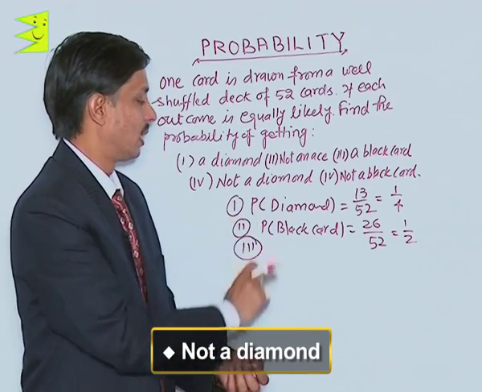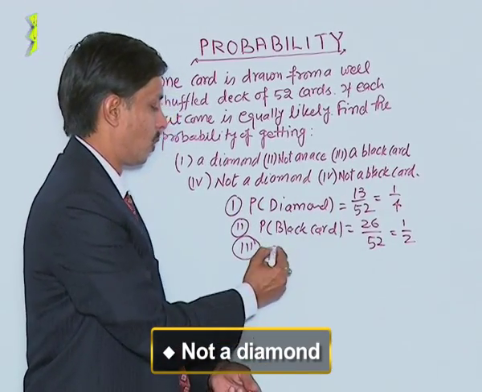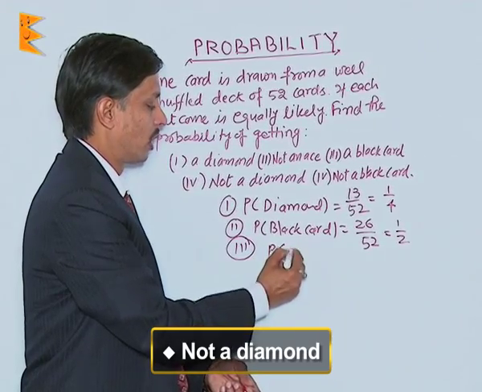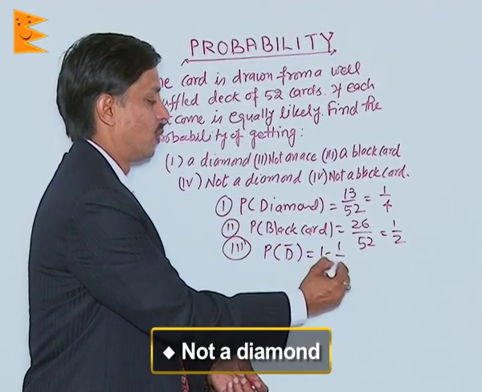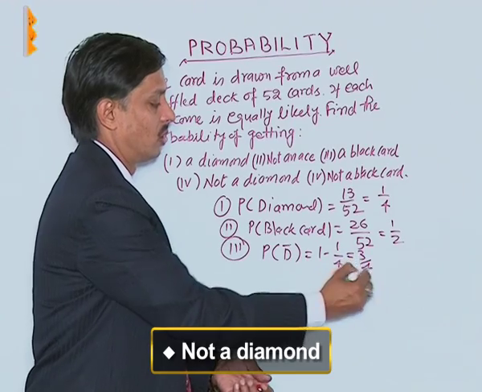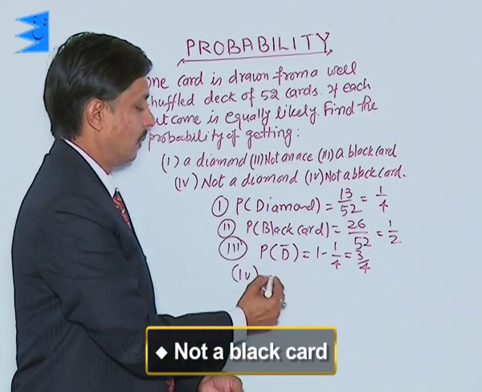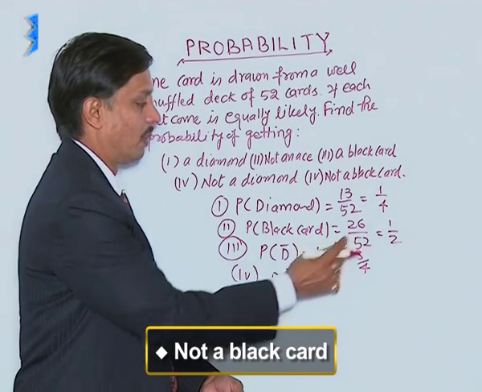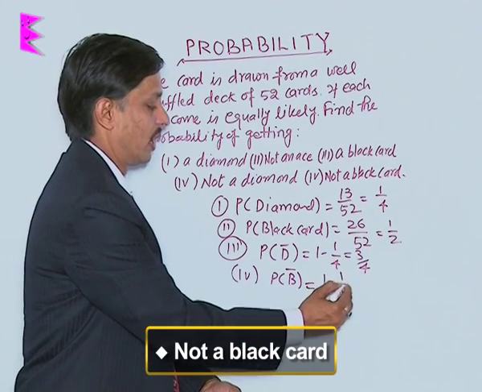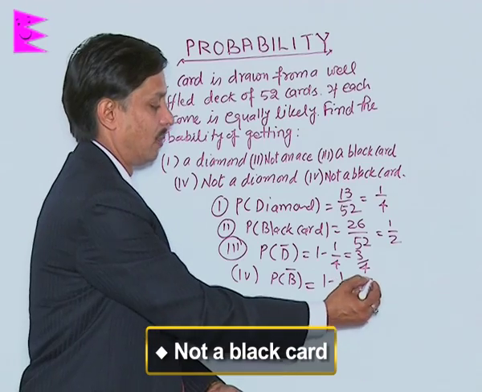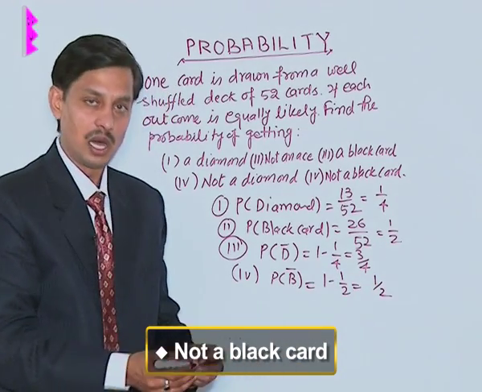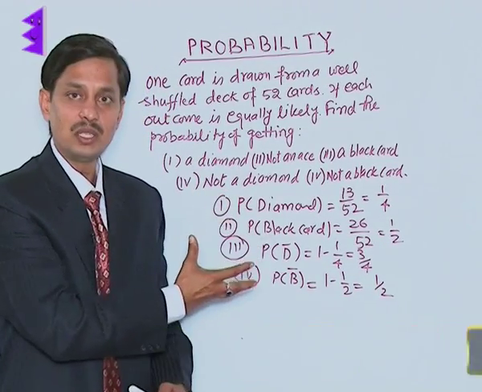Not a diamond: probability of getting a diamond is 1 by 4. So probability of not getting a diamond is 1 minus 1 by 4, that is what? 3 by 4. Not a black card: probability of getting a black card is half. So not getting a black card is 1 minus getting a black card, that is what? Half.